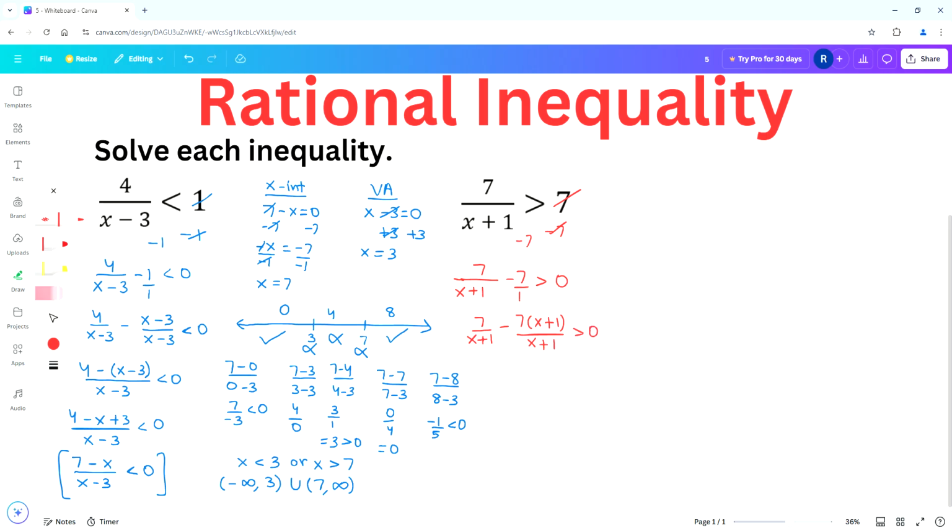Next, we can combine the fractions. Next, we can get rid of the parentheses in the numerator. We can distribute negative 7 into the parentheses. Next, we can combine like terms in the numerator.